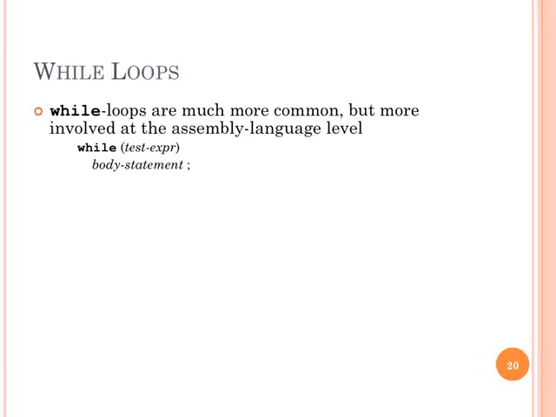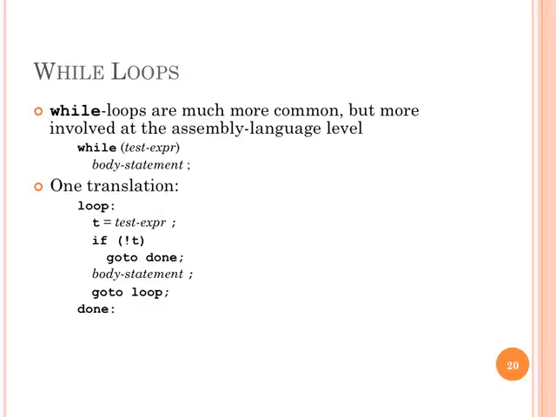While loops are much more common, but they're more involved when we translate it. Because notice what we might do if we just did this naively. T equals test expr. If not T, go to done. Then we do the body statement, and then we go back to the top. Okay. Well, the problem is now we have 2 flow control instructions that we execute every time through this loop. And that's a bit of a drag for the processor.